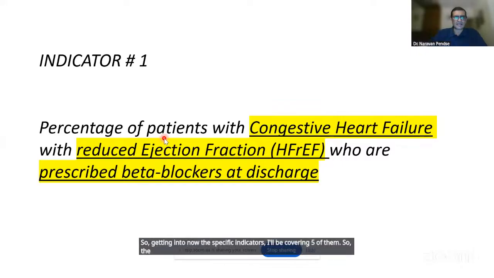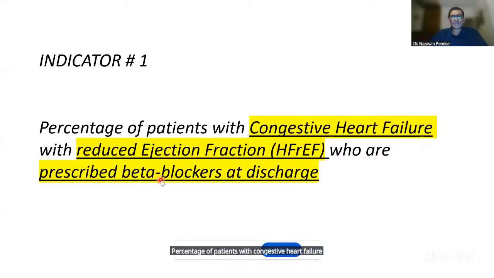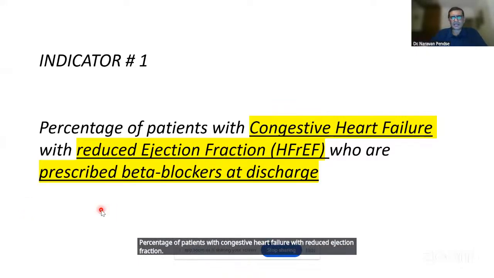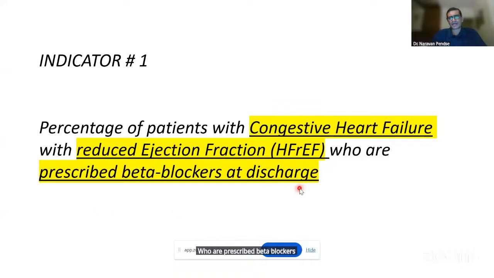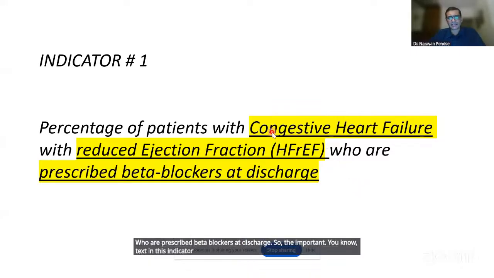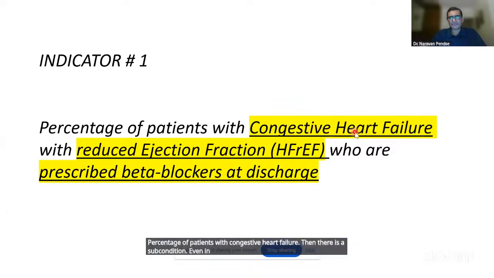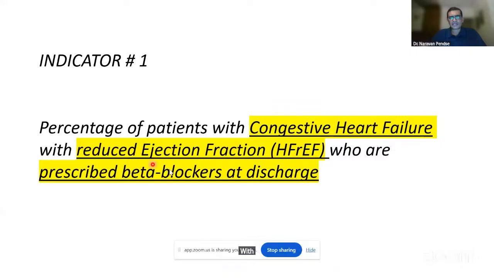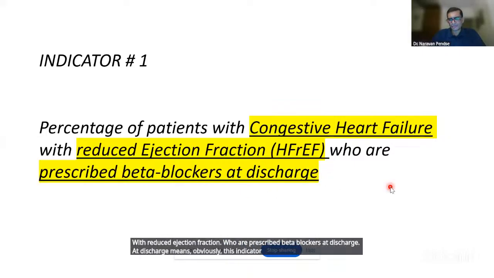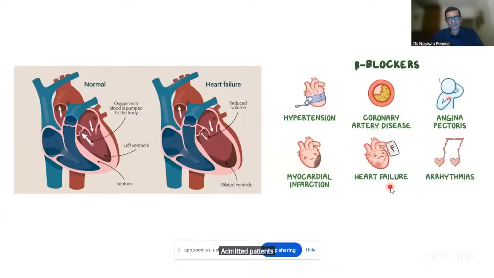The first indicator is percentage of patients with congestive heart failure with reduced ejection fraction who are prescribed beta blockers at discharge. The important text in this indicator I have highlighted for you: percentage of patients with congestive heart failure. Then there is a subcondition, even in this set of patients, with reduced ejection fraction who are prescribed beta blockers at discharge. At discharge means obviously this indicator applies to admitted patients or inpatients.